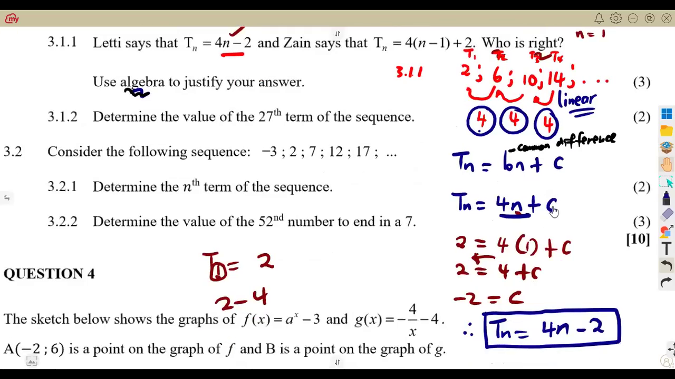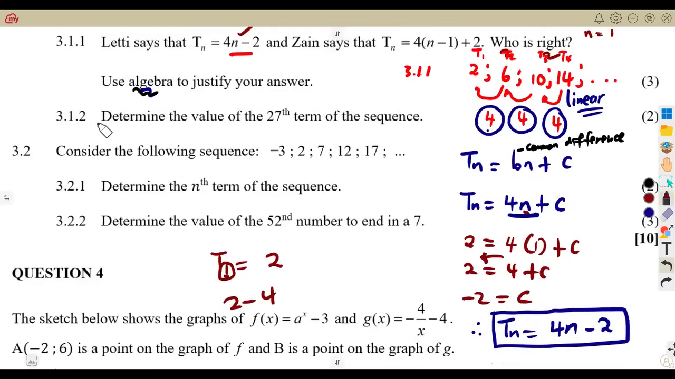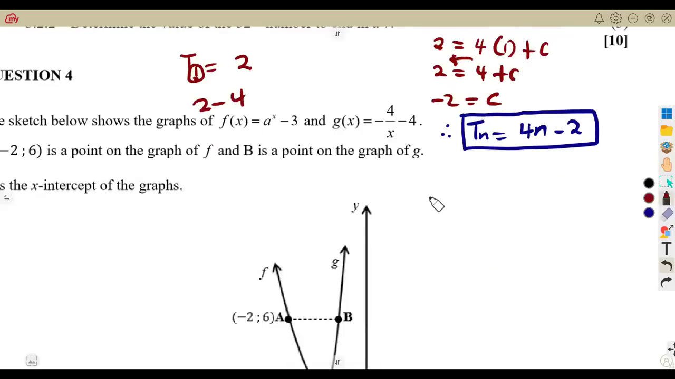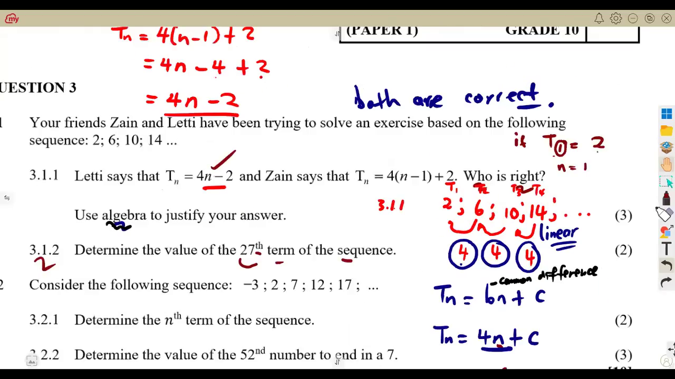And using that 3.12, it's a continuation now. Determine the value of the 27th term of the sequence. The 27th term of the sequence means n is equal to 27. So the 27th term is T27; in place of n, we just have to substitute 27. This is your answer. You can substitute in this one, you can substitute even in this one.